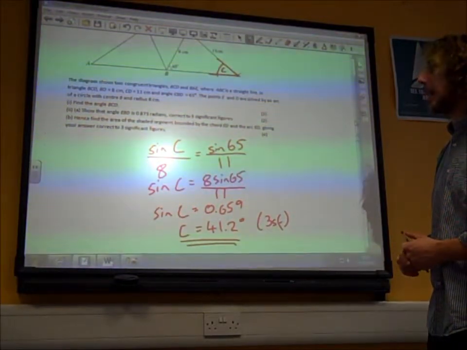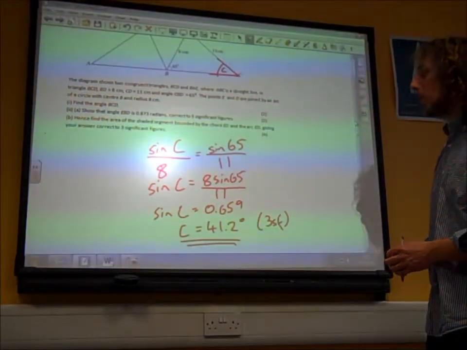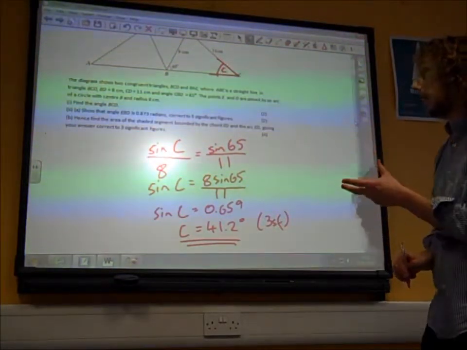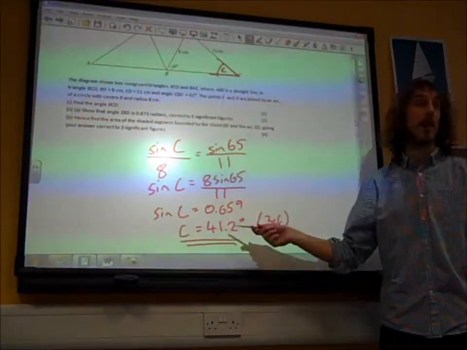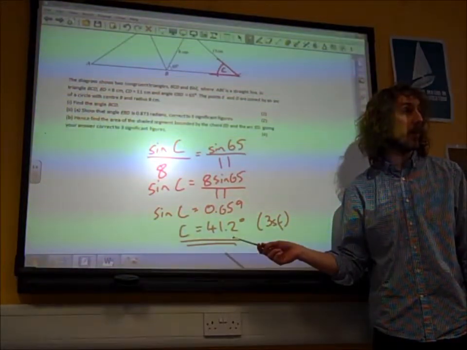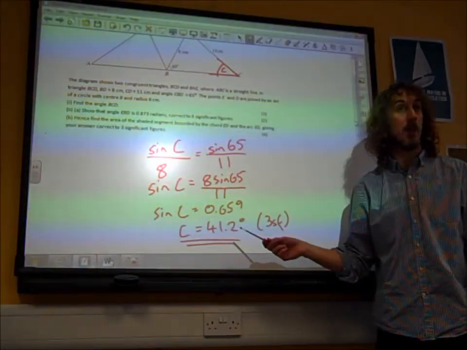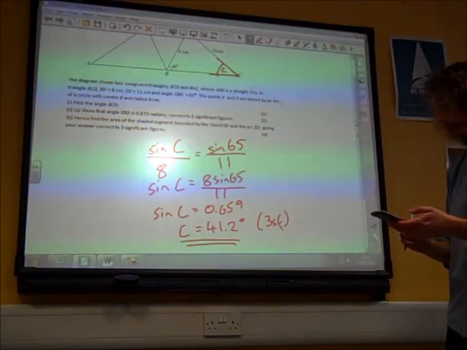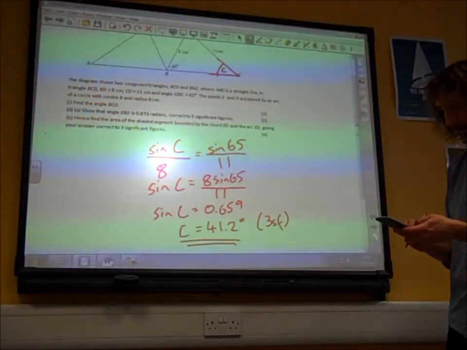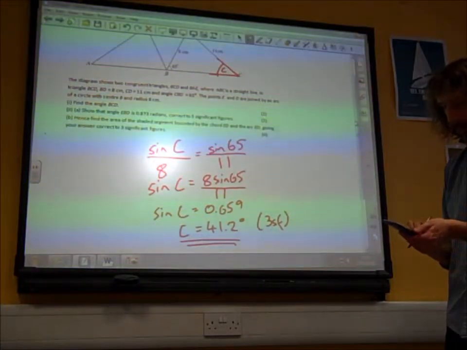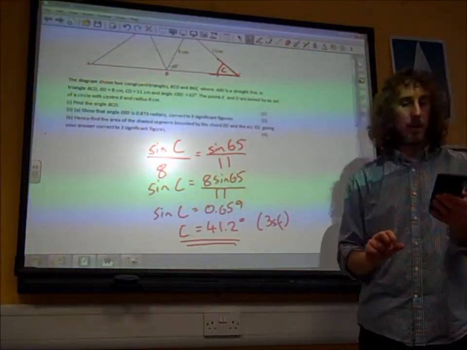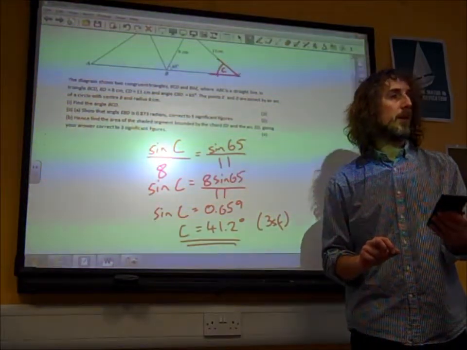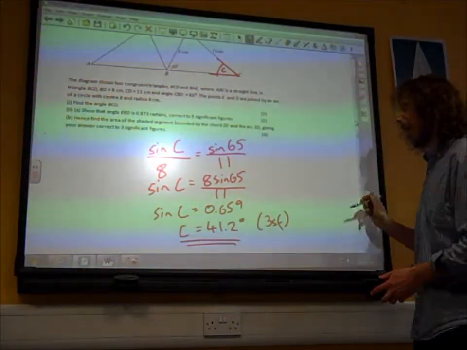Show that angle EBD is 0.873 radians. So we've now switched to radians. By the way, it didn't specify here whether it was degrees or radians, did it? So it was entirely up to us. If you'd given the answer in radians, that would have been fine. The answer in radians would be, just in case that's what you got, 0.720 to 3 significant figures. So if you got 0.720, that's just fine.